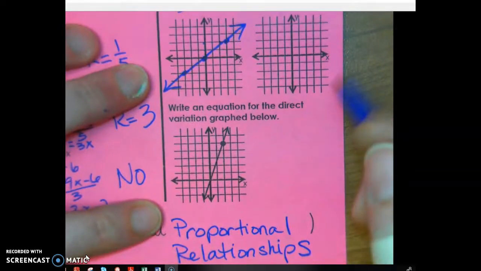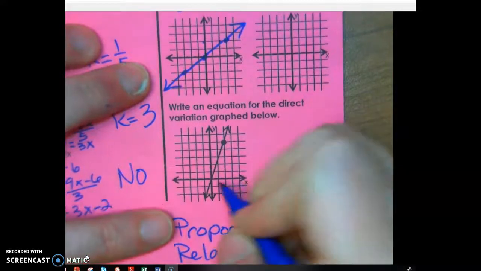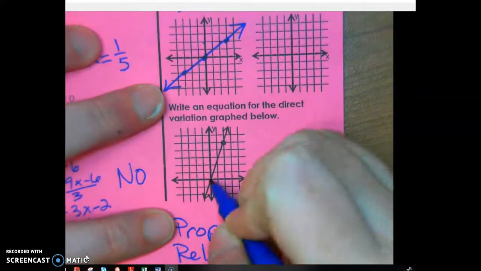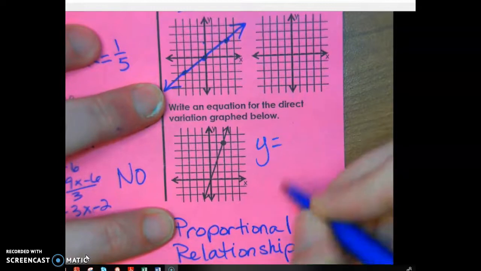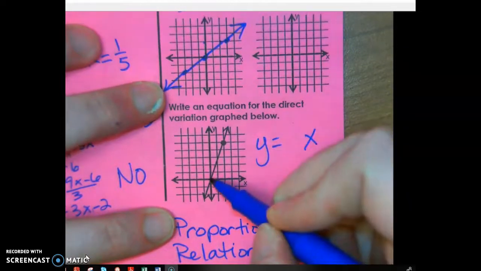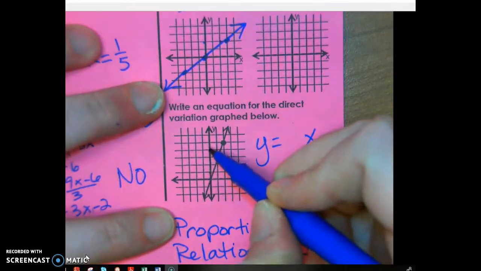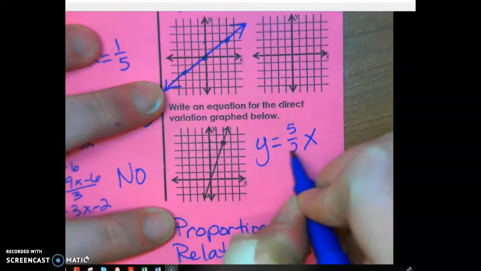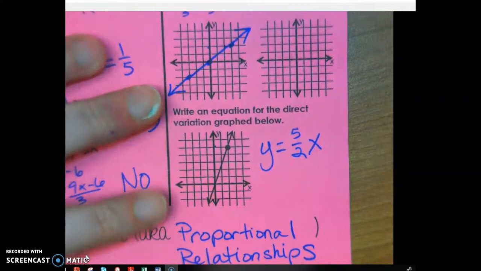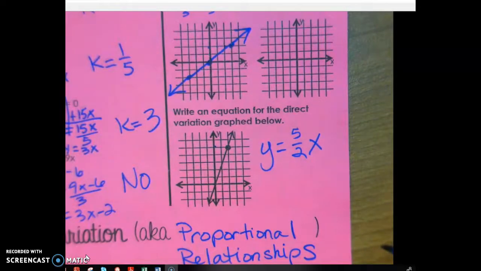Write an equation for the direct variation graph below. No problem. My y-intercept is 0, so I'm not going to have anything added on the end. I know I've got y equals, and I'm going to have an x. I go up 1, 2, 3, 4, 5. So I've got a 5, and I go over 2. We're done. Get ready for your quiz tomorrow.